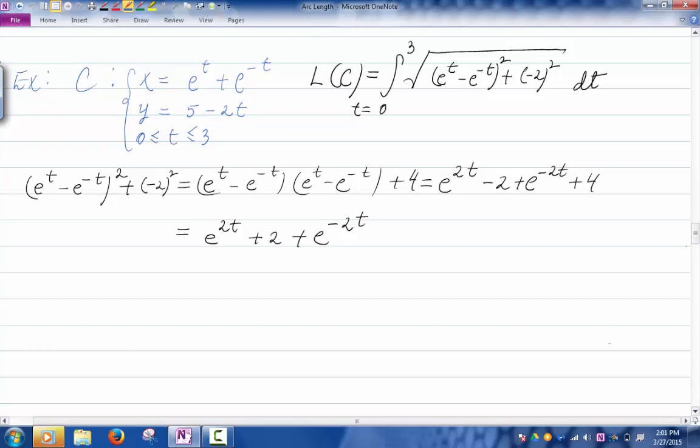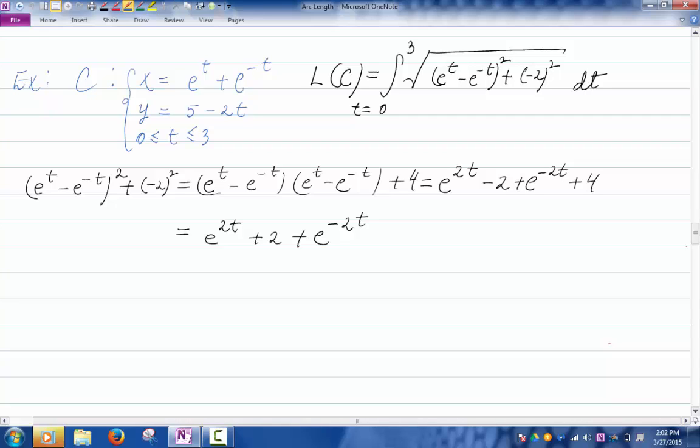So suppose I have the curve C given by x equals e to the t plus e to the minus t, y is given by 5 minus 2t, and t varies from 0 to 3. What's the length of the curve C? Last time we set up the integral for that, right?